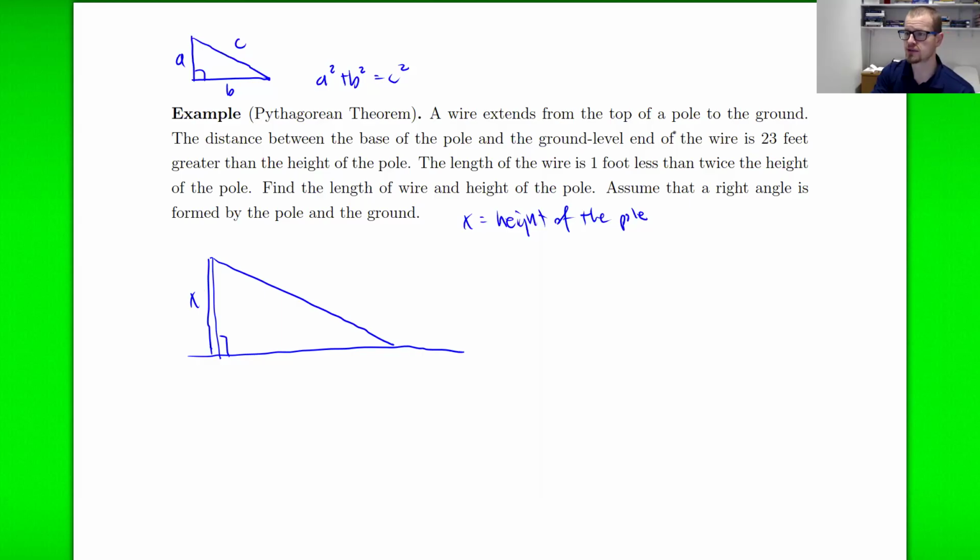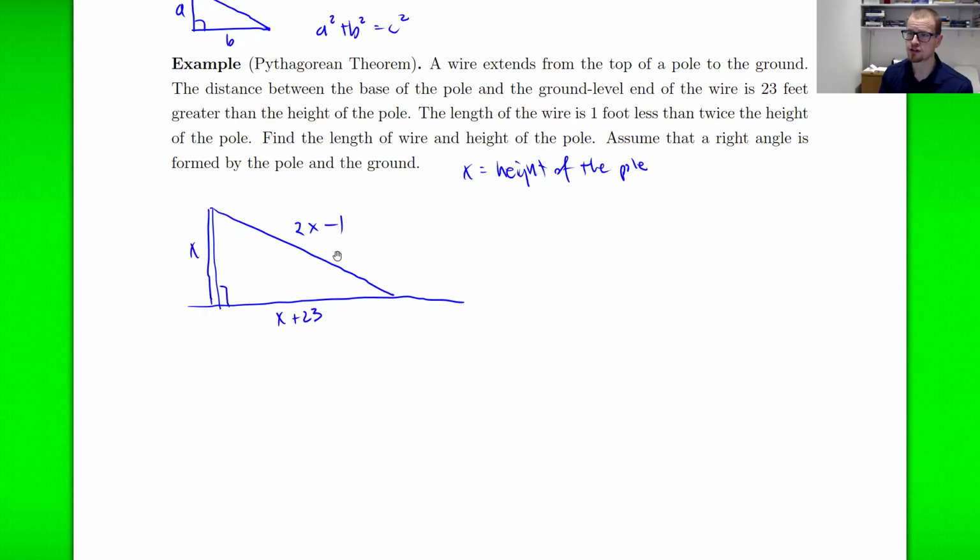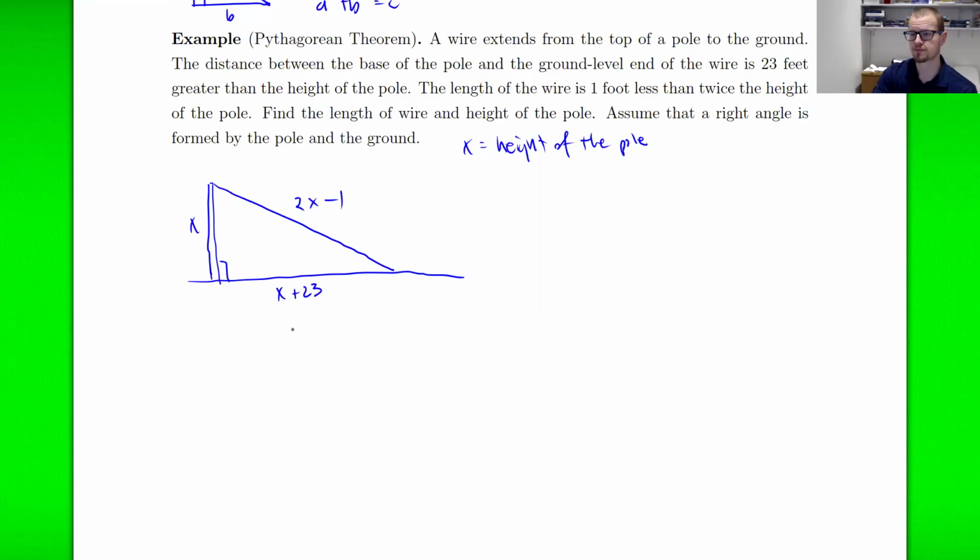We know that the distance between the base of the pole and the ground level end of the wire is the height of the pole plus 23 feet. We also know that the length of the wire, that is the hypotenuse, is 1 foot less than twice the height of the pole. Twice the height of the pole, subtract 1. Now we apply Pythagorean's theorem to create a relationship between these three side lengths. This gives us x squared plus (x plus 23) squared is equal to (2x minus 1) squared.